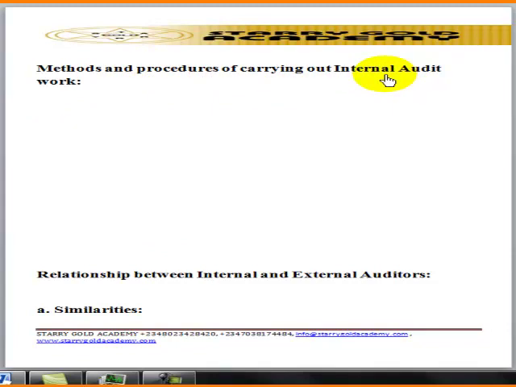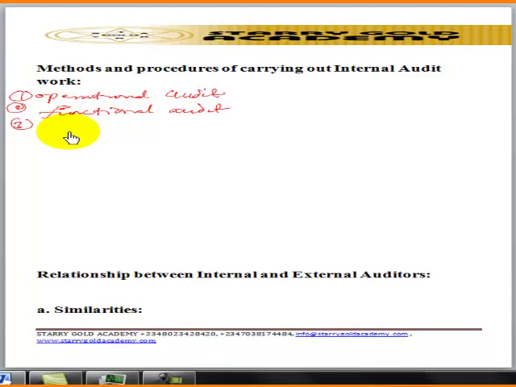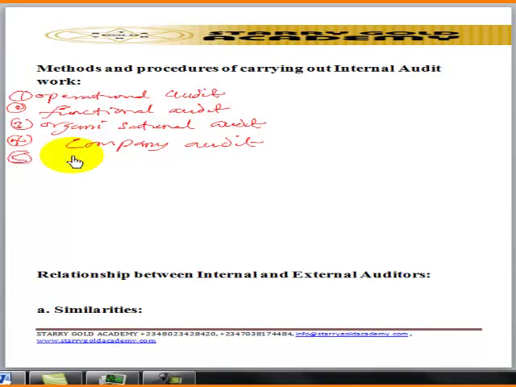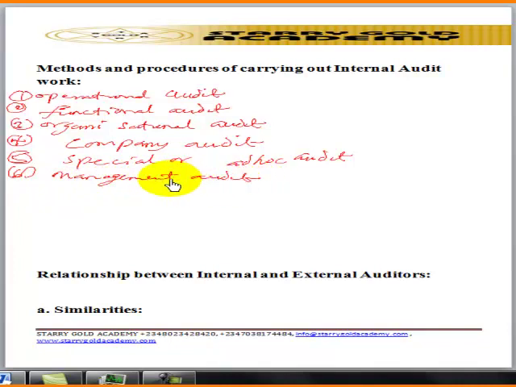So let's move to the method and procedure of carrying out internal audit function. The first one is operational audit. The second one is functional audit. The third one is organizational audit. The fourth one is company audit. The fifth one is special or ad hoc audit. And the sixth is management audit. So those are the methods and procedures of carrying out internal audit work.